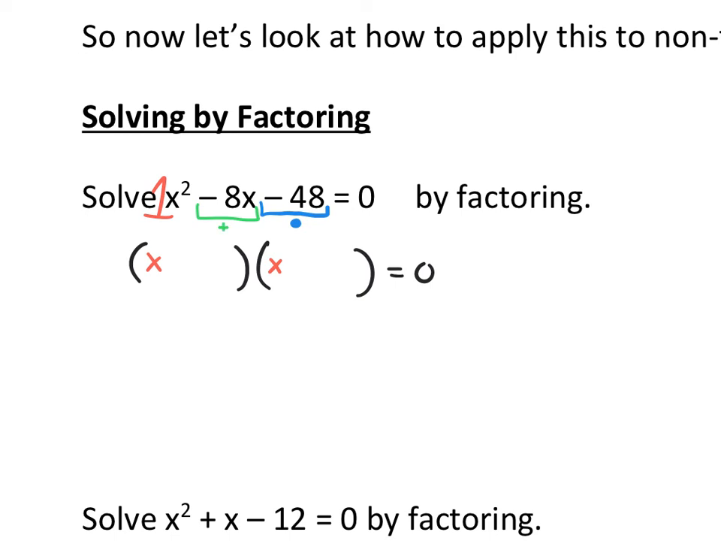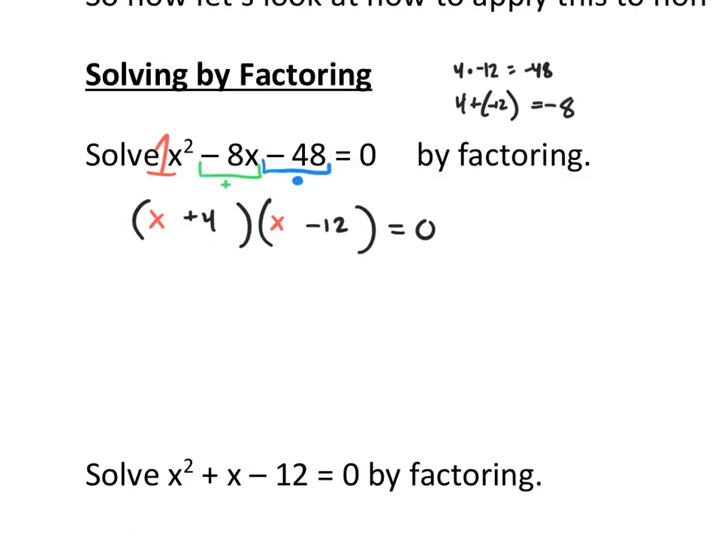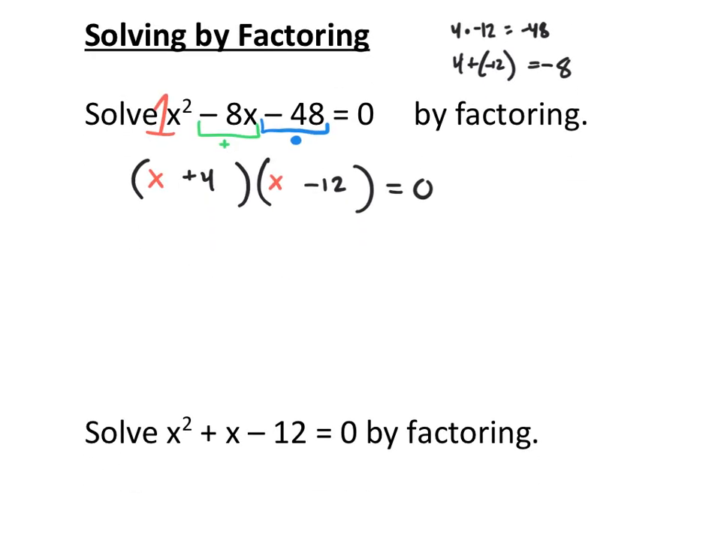So I encourage you to think about that. What two numbers multiply to -48 but also add to -8? You can pause the video if you need more time to think. Hopefully you've come to the conclusion that it's going to be a +4 and a -12. Because +4 times a -12 gives us a -48, and +4 plus a -12 gives me the -8. So that's how we could correctly factor.